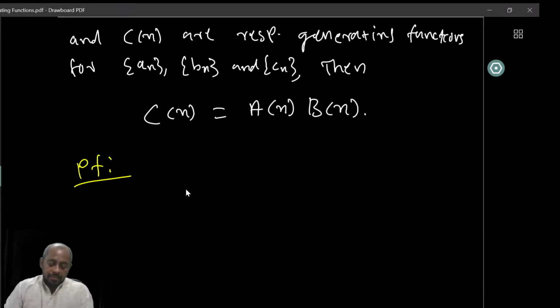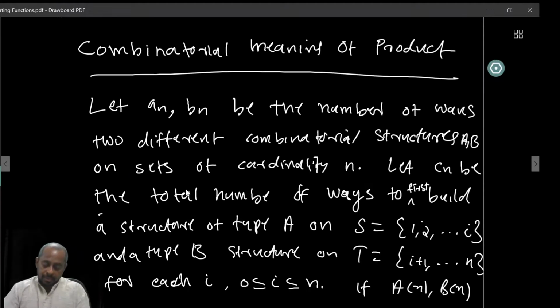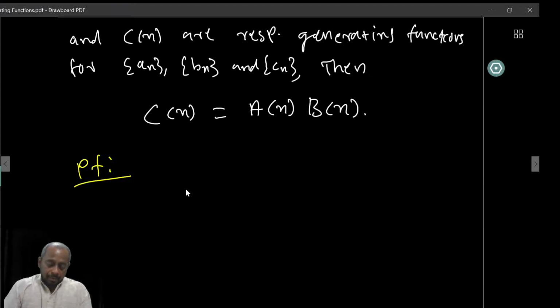So how do you prove this? Well, this is easy to see because if you look at what is cn, how can we get cn? On an i element set, you are making a type A structure, which means that there are ai possible ways, right? Then on an n minus i element set, you are making a type B structure, which I can do in b n minus i possible ways, right?